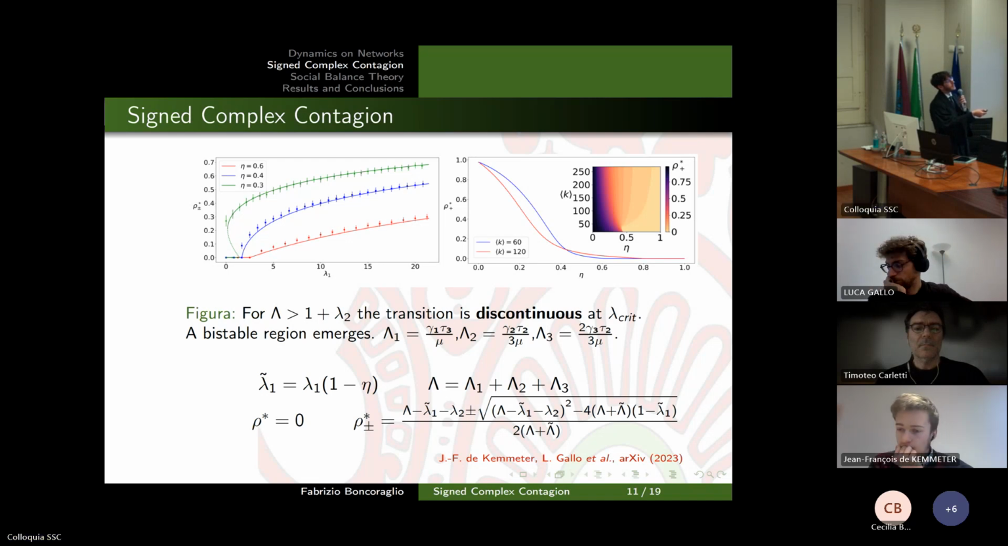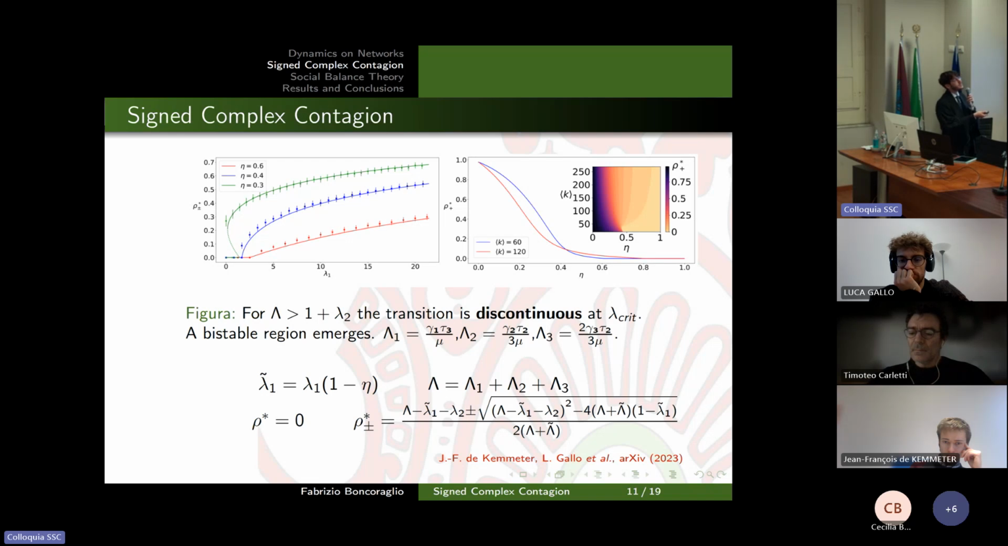These two curves, the red one and the blue one, show the prevalence, so rho star plus, the stationary density of infected, as a function of the infectivity with respect to the links, the pairwise infection. And if the infectivity over the triangle, the interaction, is small enough, we have the same continuous transition of the SIS model. Instead, if this big lambda, which is the sum of the three contagion processes over the triangles, is larger than this threshold 1 plus lambda 2, a bistability region emerges and the phase transition becomes from continuous to discontinuous.